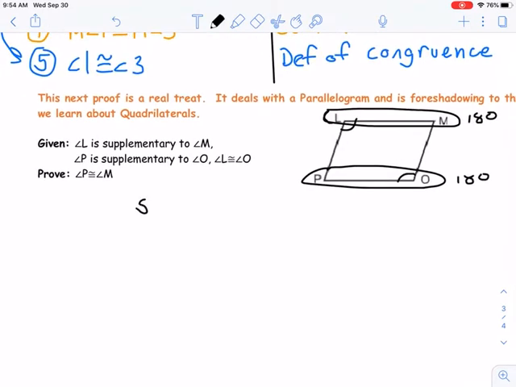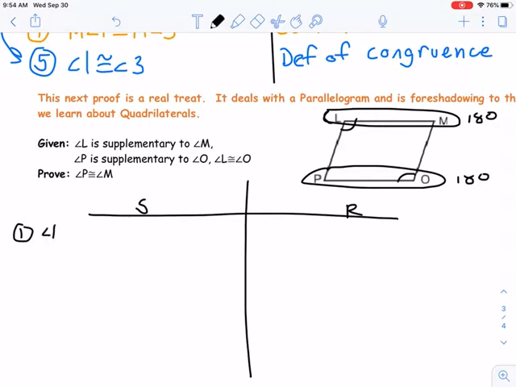Alright, so I got my statement, I got my reasons. Let's make a 2-column proof. Very lengthy first statement. L and M are supplementary. Angle P and angle O are supplementary. Angle L is congruent to angle O. That's a given.